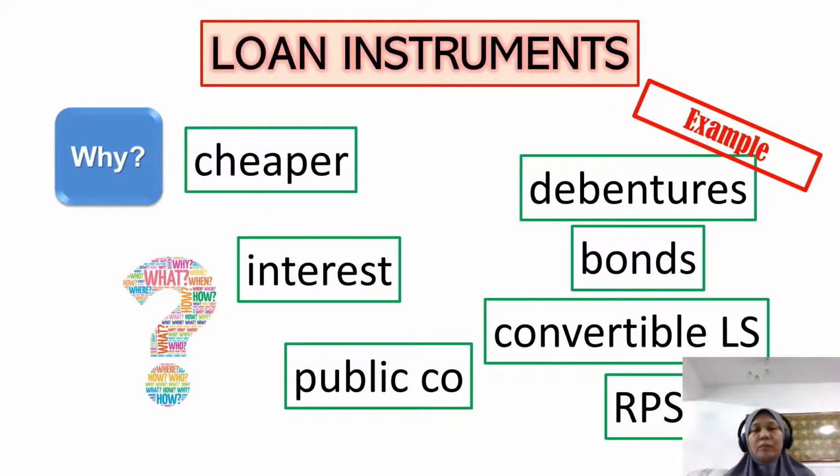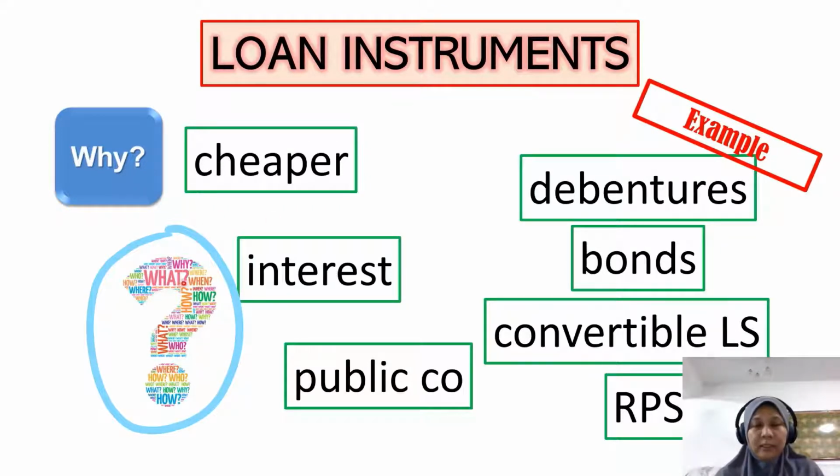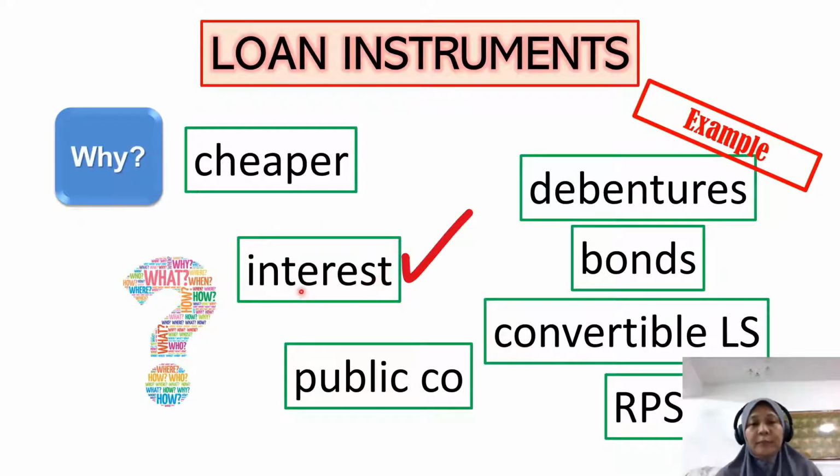So basically loan instruments, why does a certain company choose to issue loan instruments instead of equity instruments? These are the reasons, among others. The first one would be because it is cheaper. Cheaper in the sense of the publication, the process, the administration, etc. And then what would the lender of these loan instruments get in return? They will basically get a return in the form of interest. The company will pay them interest.